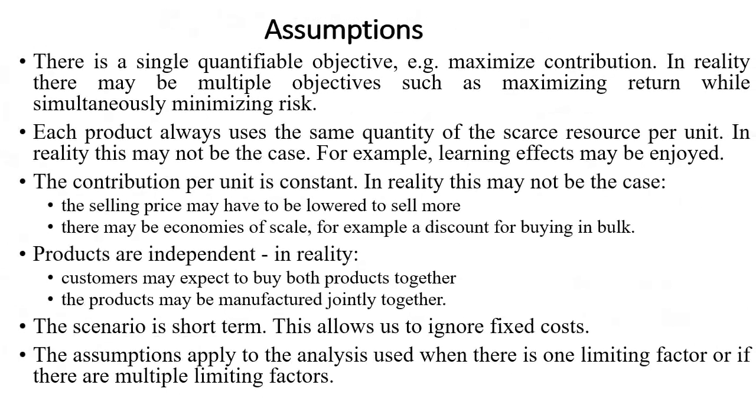Now, moving to the assumptions of shadow prices, we have four or five assumptions. First is a single quantifiable objective, maybe maximization or minimization. In reality there may be multiple objectives, such as maximizing return while simultaneously minimizing risk. The next assumption is that each product always uses the same quantity of resources per unit. In reality, this may not be the case.